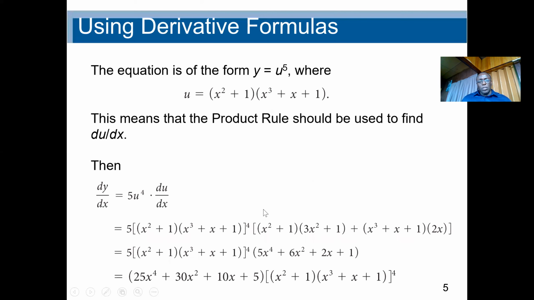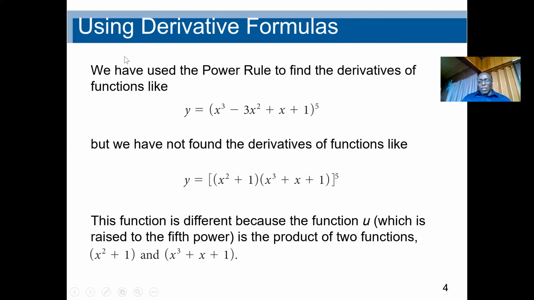So we're going to see how to solve this problem. This is the first example we're going to solve. We have an equation of the form y equal to u to the power 5. In this question, I can represent x cubed minus 3x squared plus x plus 1 as u. So we have y equal to u to the power 5, then I get 5u raised to the power 4 times the derivative of u. So you find the derivative of this. The same concept applies here.